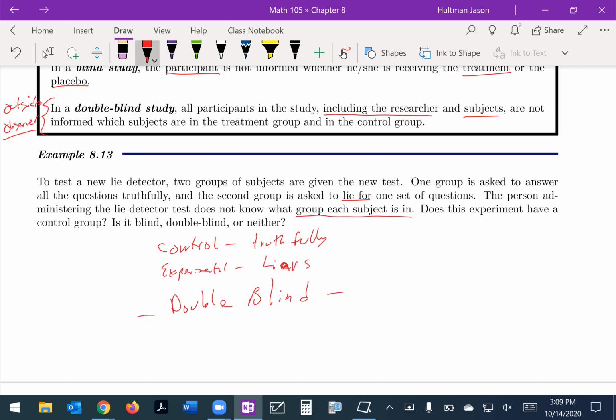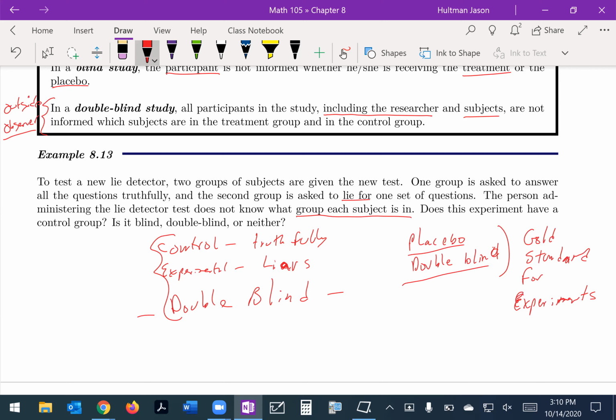And this is what this is called. If you have a placebo, and if it is double blind, that is actually called the gold standard. This is the gold standard for experiments. If you want a gold standard experiment, you're going to make it have a placebo and you're going to make it double blind.